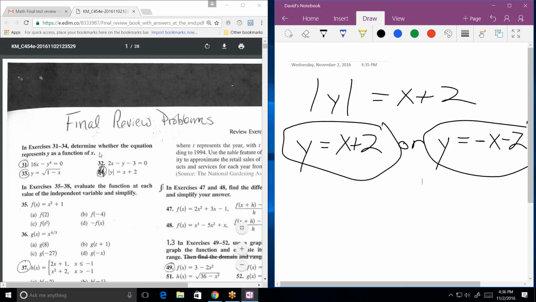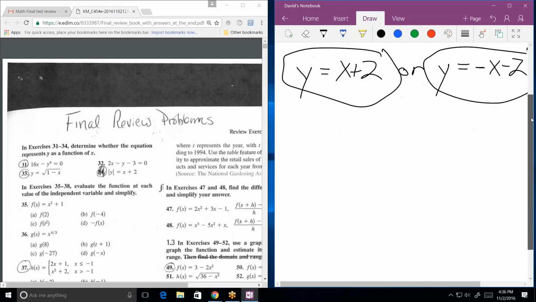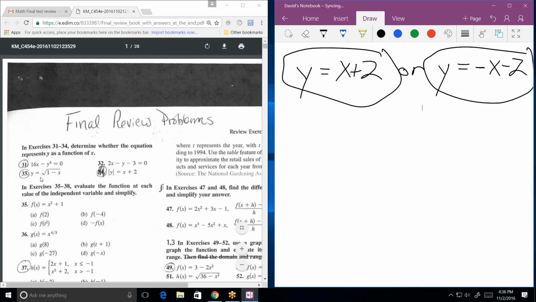Again, these kind of problems are new to me. I can't say that I've ever run across a problem like these. I'm not 100% sure, but I'm 90% sure that 33 is, and 32 is, but 31 and 34 are not.